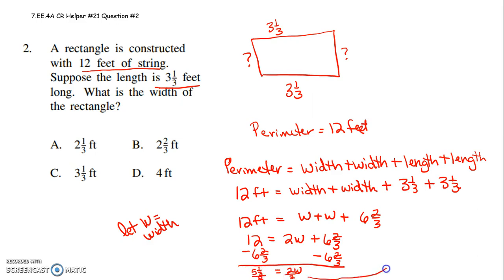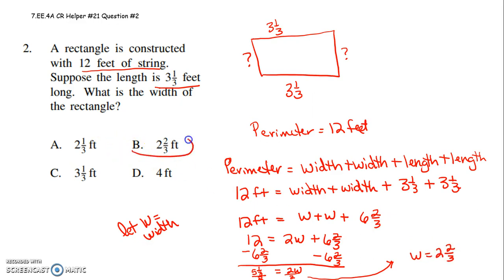Ooh, this is so ugly, I'm running out of room. So 5 1/3 divided by 2. Again, you can use your calculators on your CRs. That'll get you to 2 2/3 once we simplify that. So W equals 2 2/3.